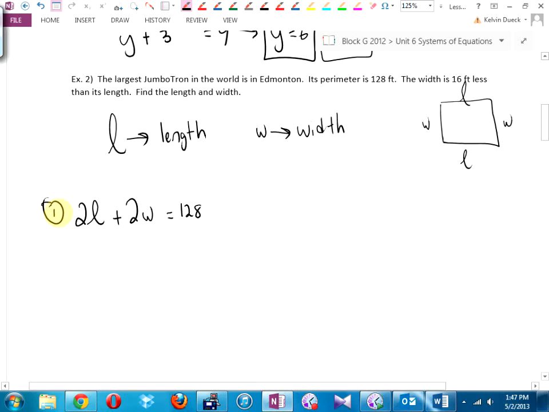Can you read to me the next sentence? I guess the second last sentence, the whole thing? The width is 16 feet less than its length. Start over from that sentence now. Read that sentence again. The width. Stop. You said the width. What will I write? Read the next word. Stop. What does is mean?